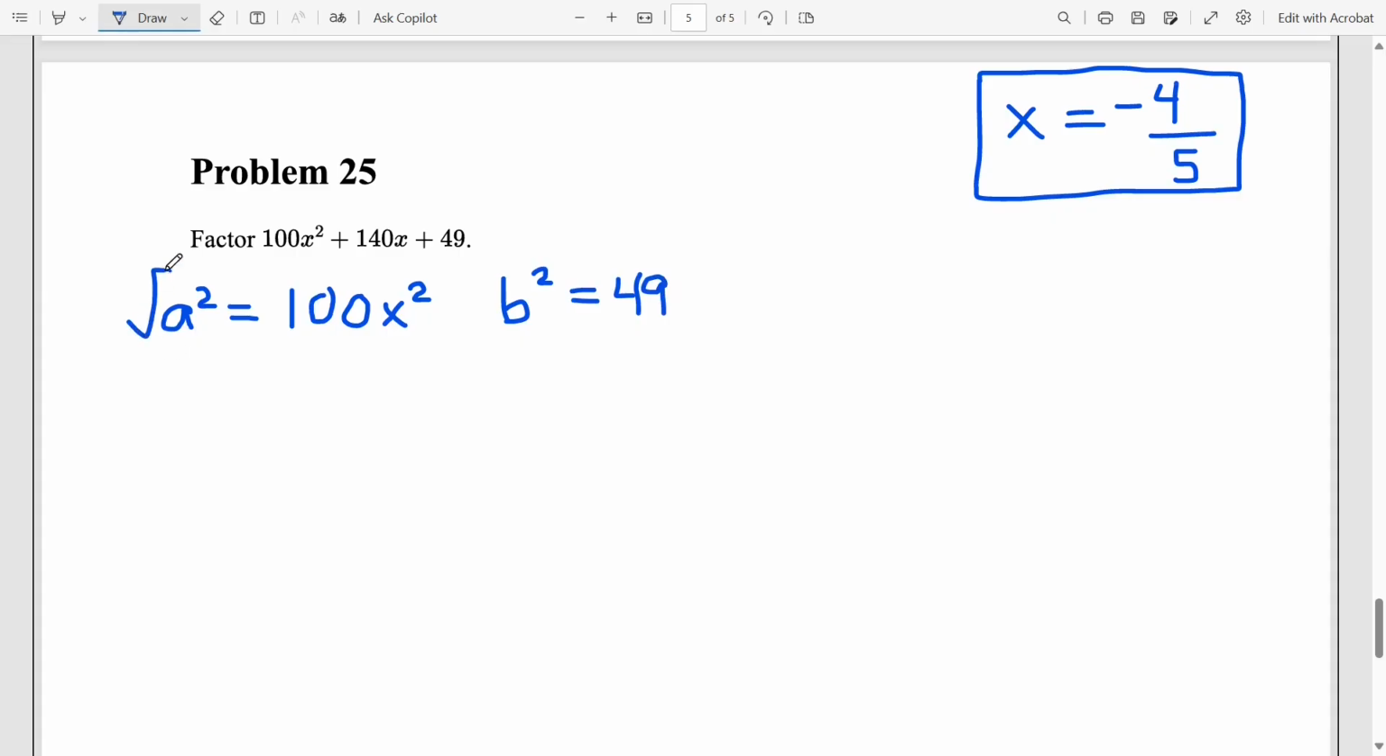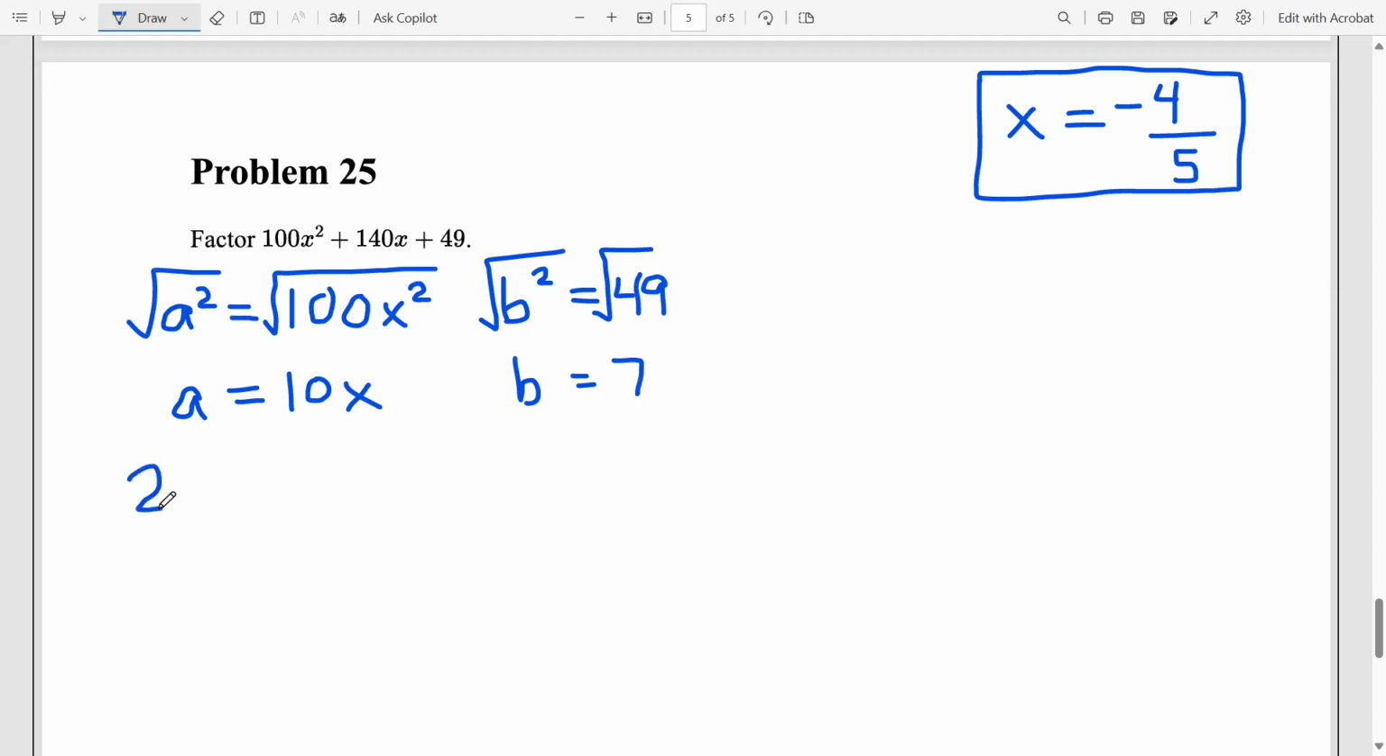To solve for a, I need to take the square root of a squared. That means if I do one thing to the left-hand side, I have to do it to the right-hand side. So square root of a squared is a. Square root of 100x squared is 10x. Okay, I want to solve for b, so I'm going to take the square root of b squared, which is b. I also have to take the square root of 49, the other side, and that's going to be 7.